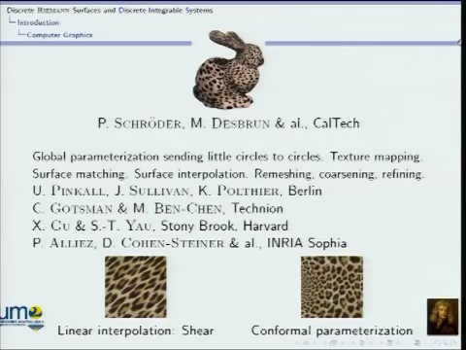So actually, these discrete Riemann surfaces are used in computer graphics. So why is it so good? Well, there are several teams which work with that. So, for example, at Caltech or in Berlin and the Technion, or Gu and Yau. Or in France, at INRIA, they are working with such a conformal parametrization.